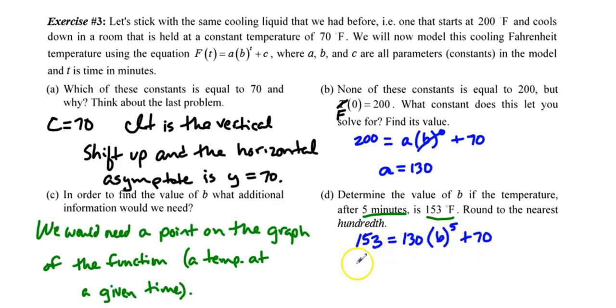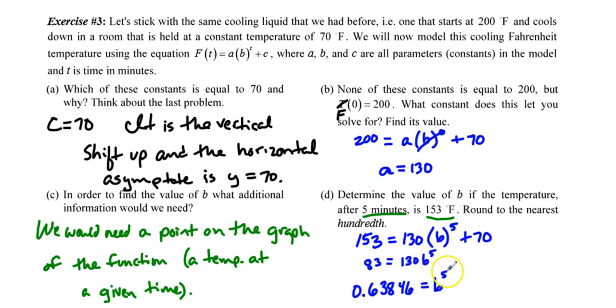So we're going to subtract 70 on both sides. It gives me 83 on the left. And I'm going to divide by 130. So when I divide by 130, I get, and in the interest of space, I'm not going to show that division, but hopefully that makes sense to you. And that's going to be equal to B to the 5th power.